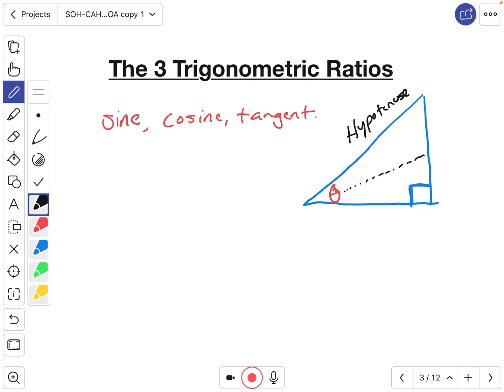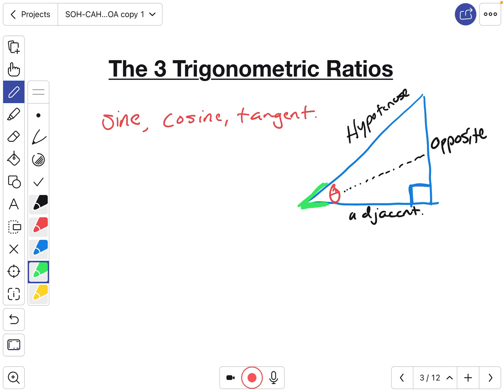We have another side that we call the opposite, and the opposite is the furthest away from that angle. And then the last side we call the adjacent side. That's the word next to. What I want you to notice is the angle is always created by the hypotenuse and the adjacent side. It will never be created by the opposite and hypotenuse side.